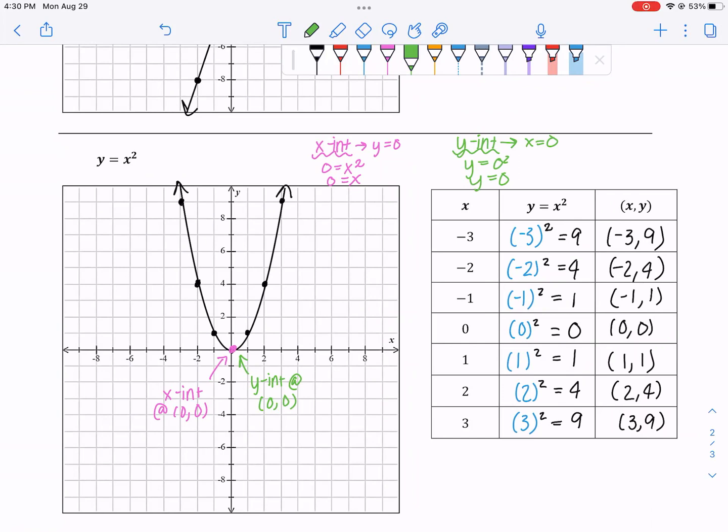So, big idea: the x-intercepts are where the graph touches the x-axis. When that happens, y is equal to 0. The y-intercepts are where the graph touches the y-axis, and that's when x is equal to 0. And that is all I have to say about intercepts.